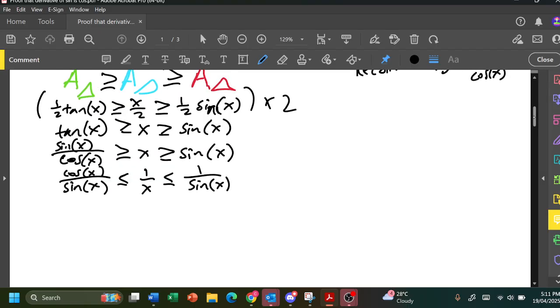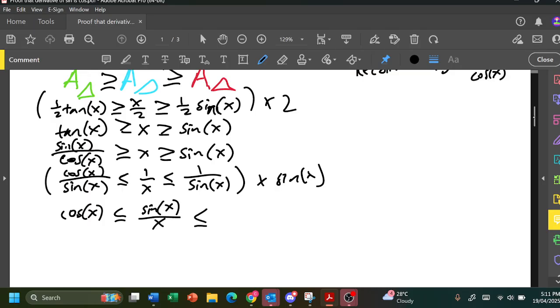All right, and finally, I'm going to multiply all of these sides of this inequality by sine of x, and that's going to give us the following expression, because sine of x cancels out. Sine of x over x is less than or equal to 1. Okay, there we go. So, believe it or not, we are almost there. So now we have that cosine x is less than or equal to sine of x over x, which is less than or equal to 1.